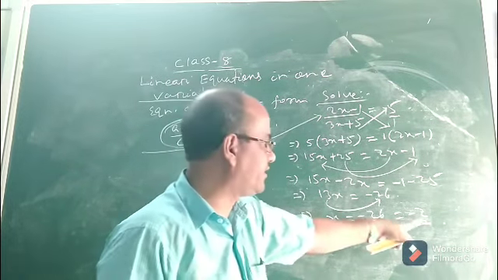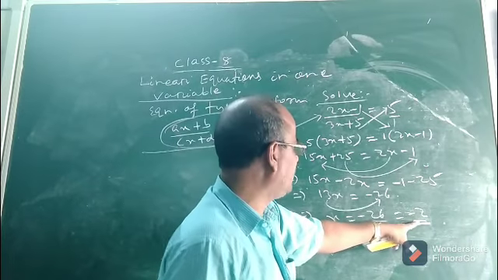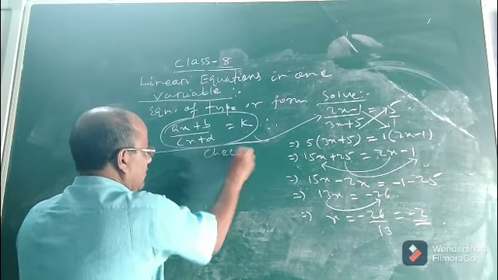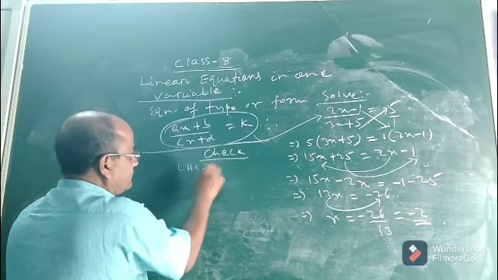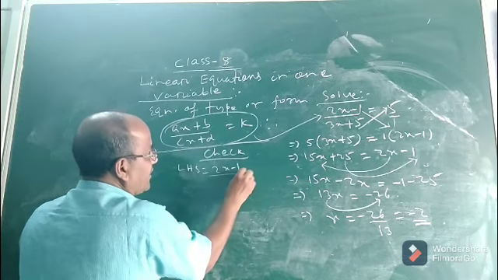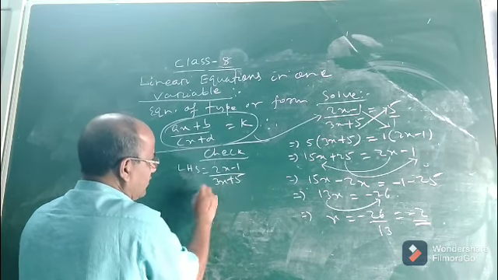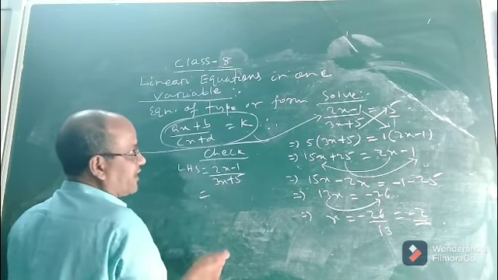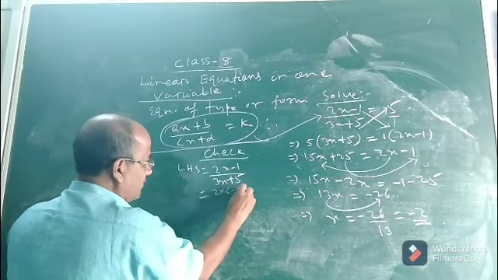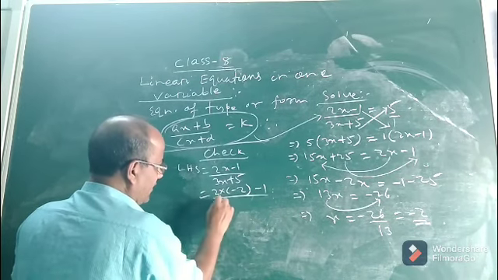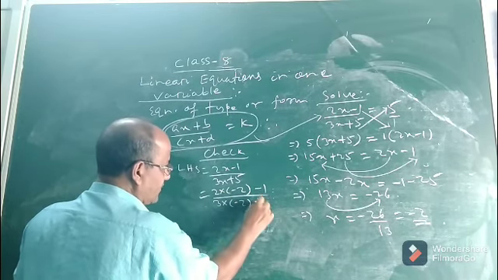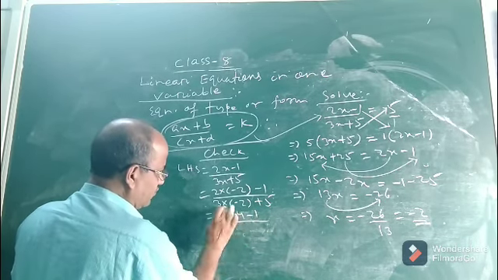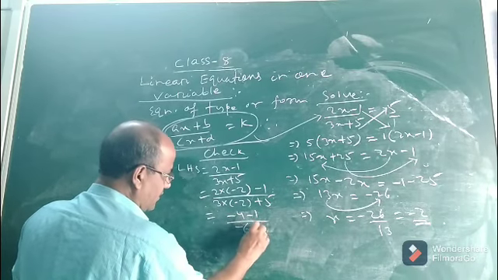Now children, how to check whether it is correct or not? You also know that. For checking, you put this value in the left hand side. I am doing the checking part also. Check LHS. Write what is given in LHS: (2x minus 1) divided by (3x plus 5). What is the value of x? Minus 2. Put it in the left hand side and see whether the right hand side comes or not. 2 into minus 2 minus 1, divided by 3 into minus 2 plus 5. 2 into minus 2 is minus 4 minus 1. 3 into minus 2 is minus 6 plus 5.